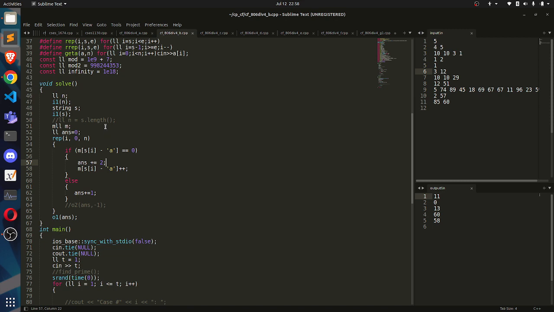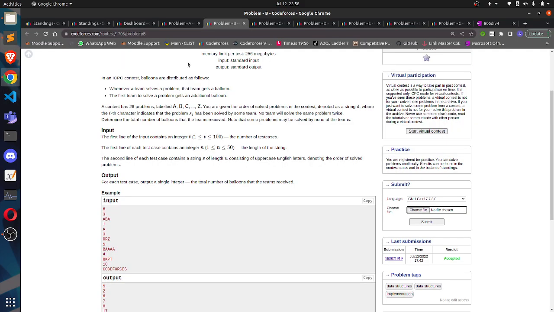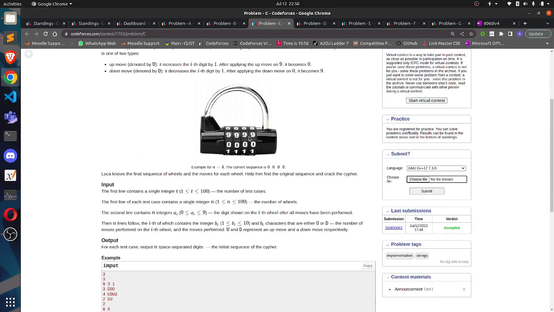So this is my code. First I have taken the string as input, and then I have used a map to store whether a character has occurred before or not. If it hasn't occurred, I am adding 2 to the answer and then incrementing the count for that character to 1, and if it has already occurred, then I am just adding 1 to the answer. So I am getting my answer this way. So let's move to the third problem.